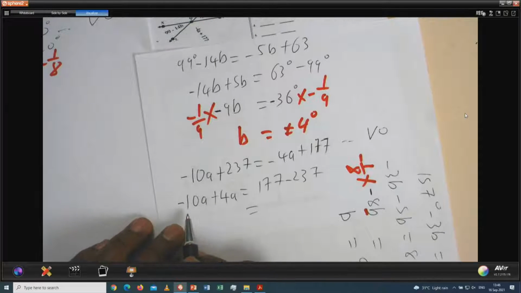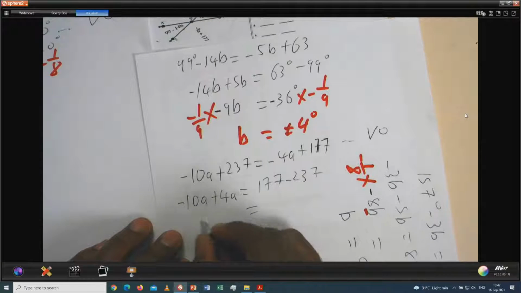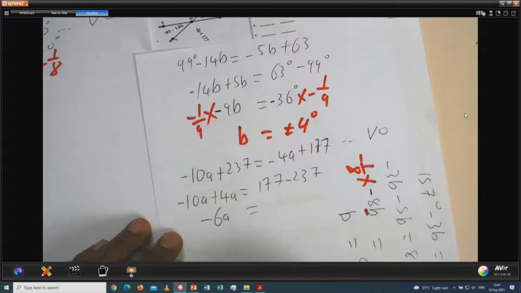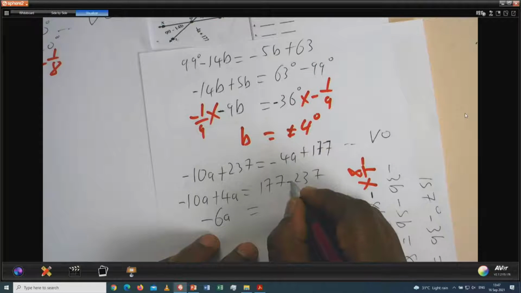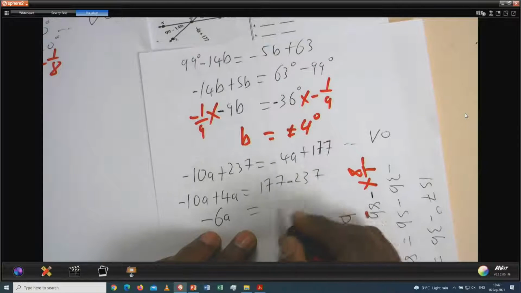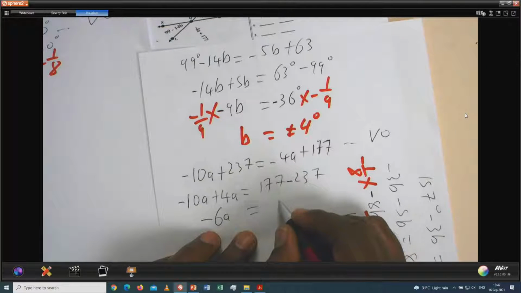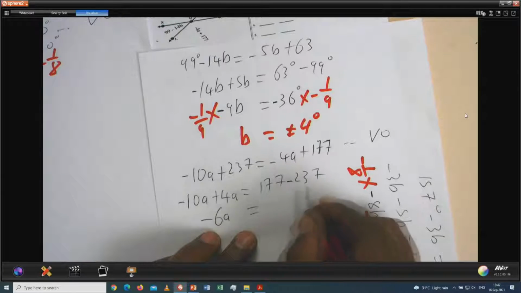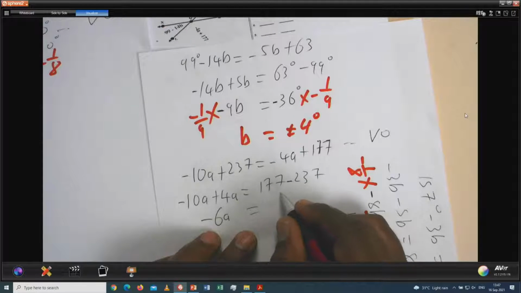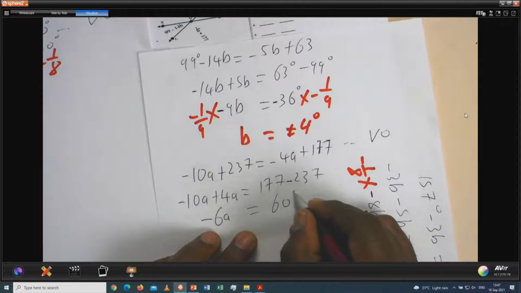You owe 10 rand, you pay 4 rand, what are you still owing? 6 rand. Right? You owe this, you pay 177, how much are you still owing? 60. You're still owing 60.